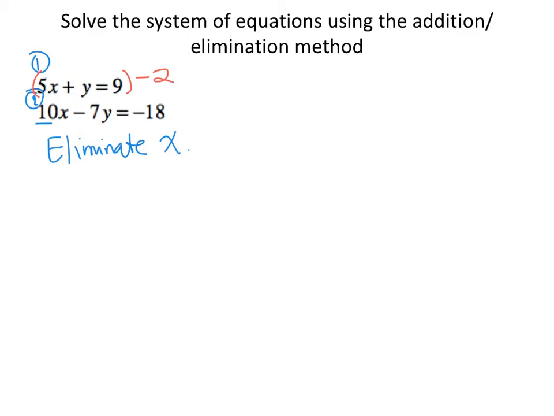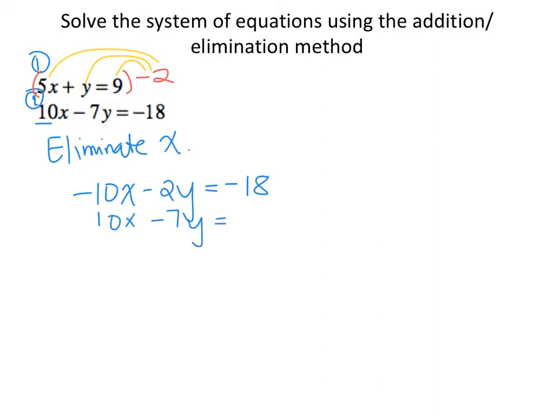From there, I'm going to have -10x minus 2y is equal to -18. And again, all I did was distribute this -2 to each of my terms in my first equation. My second equation, I'm just rewriting. We have 10x minus 7y is equal to -18.